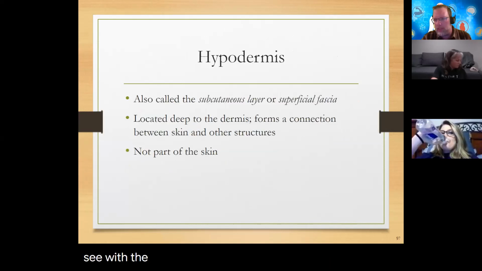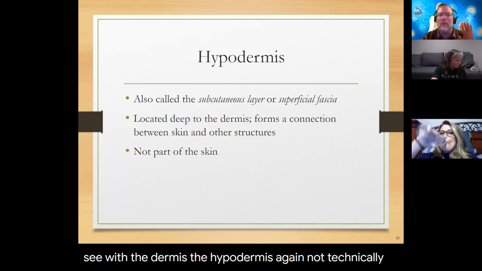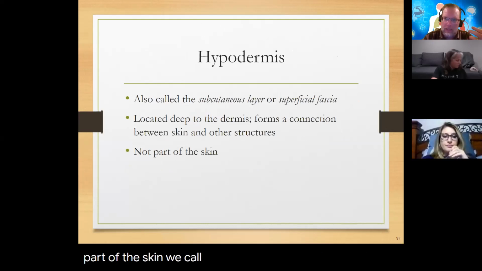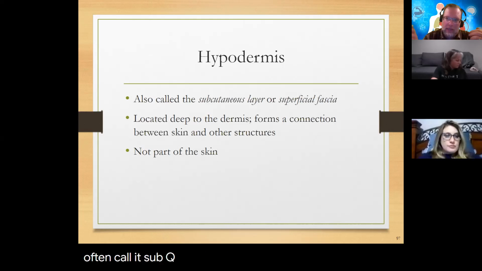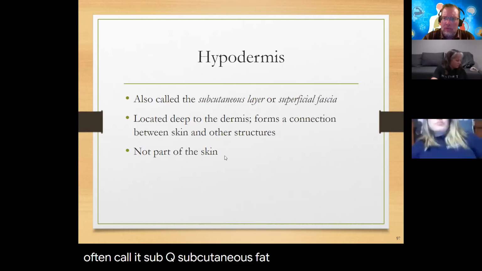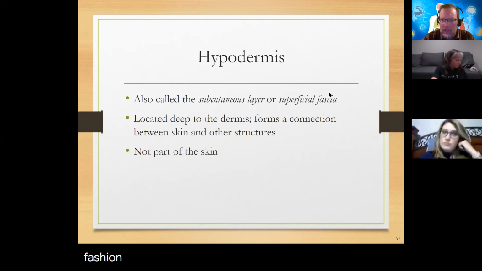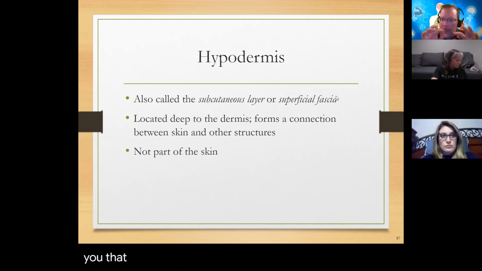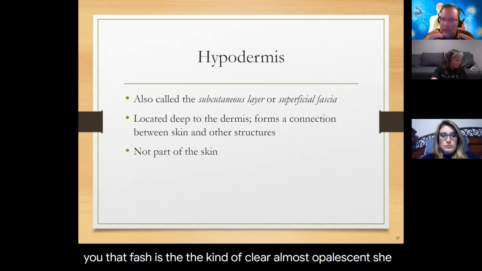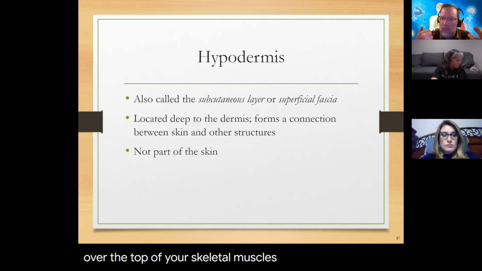The hypodermis, again, not technically part of the skin. We call this the subcutaneous layer. They often call it subcutaneous fat. They call it superficial fascia as well. Fascia, that's a new word maybe for some of you. That fascia is the kind of clear, almost opalescent sheath that's over the top of your skeletal muscles. You've seen it if you've ever eaten a steak or cut into a steak, or if you've ever had, not eaten, raw chicken. God, don't do that.